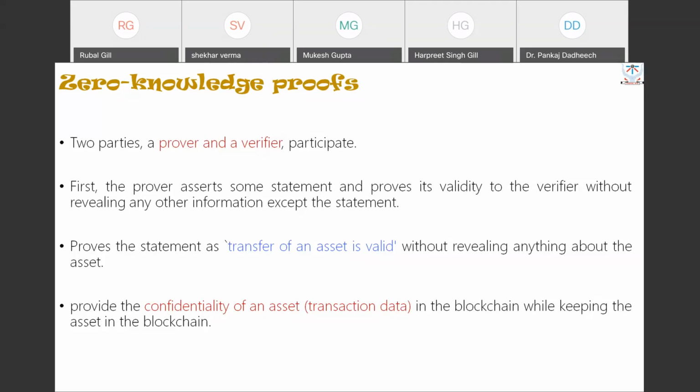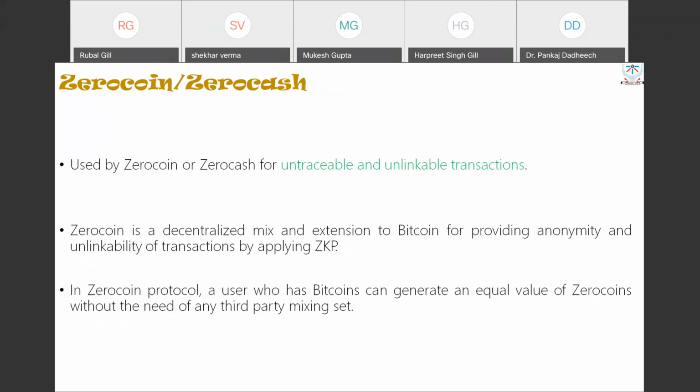The prover asserts some statement, for example, that the transfer of an asset is valid without showing anything about the asset. If I transfer 10 rupees, I say I have transferred the rupees without showing the transaction proof. If I am able to do that, then I have zero knowledge. This provides confidentiality of an asset. We know, friends, that this is a very heavyweight protocol. So what I want is a lightweight zero knowledge proof.